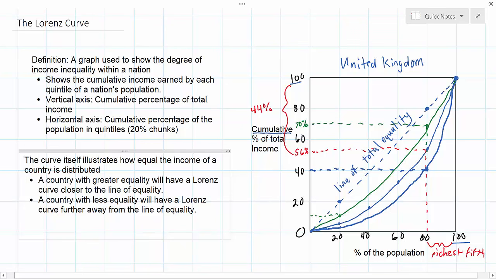Again, to conclude, the closer a country's Lorenz curve is to the dotted line in the middle of the graph, the more equally income is distributed within that country. On the other hand, the further away a country's Lorenz curve is from the dotted line, the more unequal income is distributed within that country.